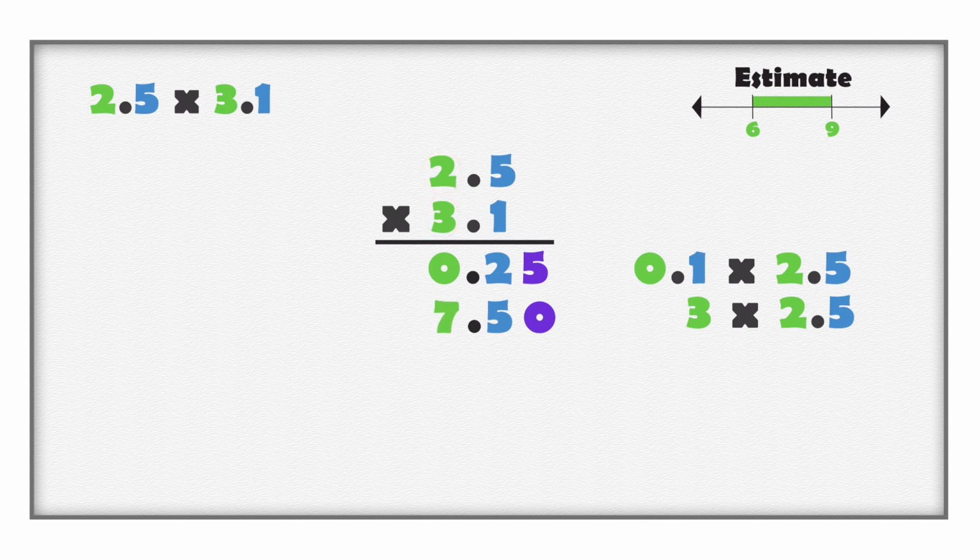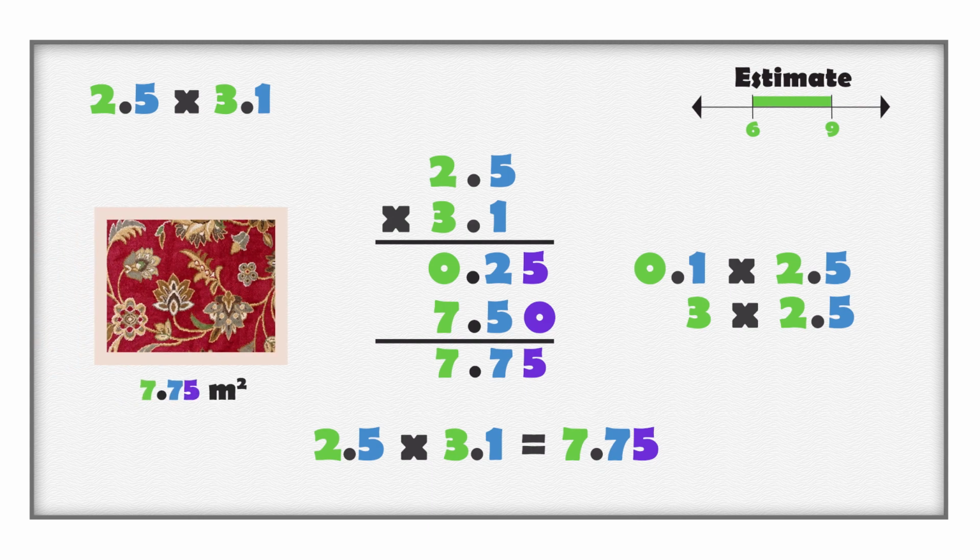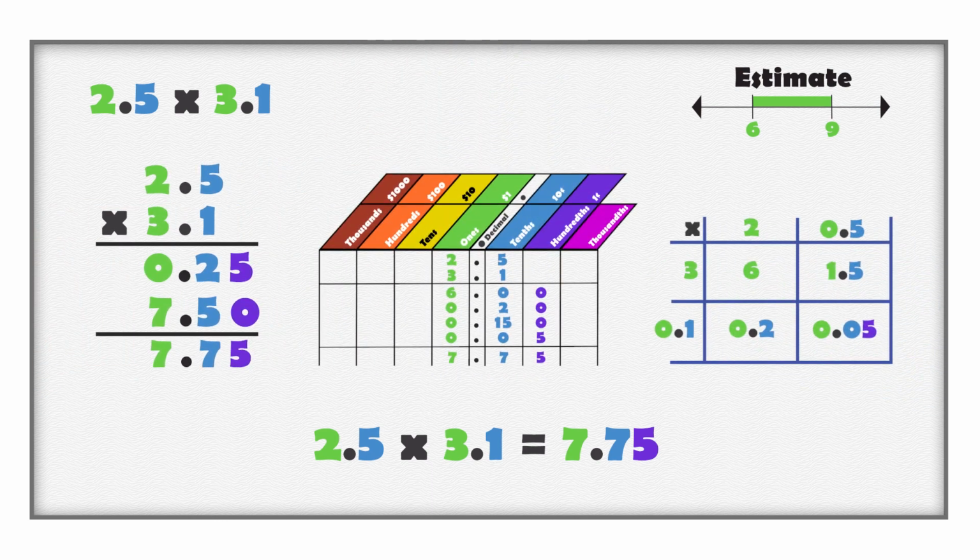Add all of the values. Remember to add together digits of the same place value. The product is 7 and 75/100ths, or the area of the rug is 7 and 75/100 square meters. Notice that we get the same answer using each model, so we can be confident about the answer.